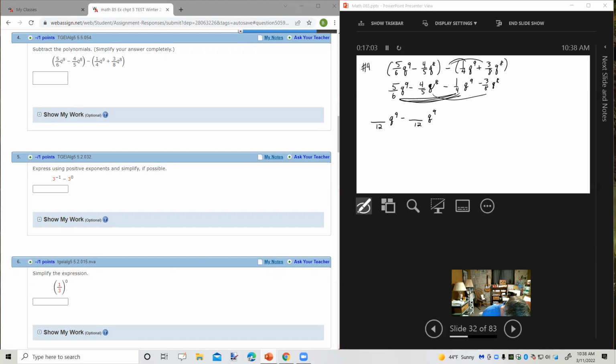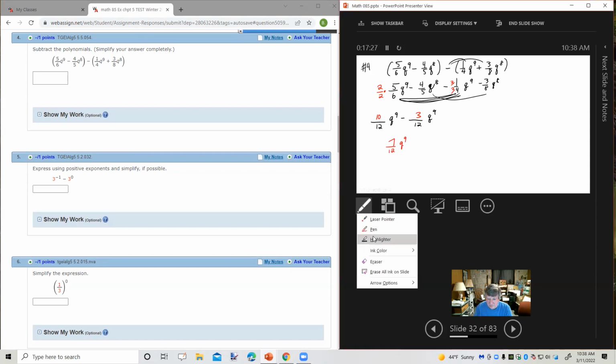Okay, let's change colors here. So I'm going to multiply 5/6 by 2/2 to give me 10/12 q to the 9th. 1/4 by 3/3 to give me 3/12. 10/12 q to the 9th minus 3/12 q to the 9th is 7/12 q to the 9th. All right.